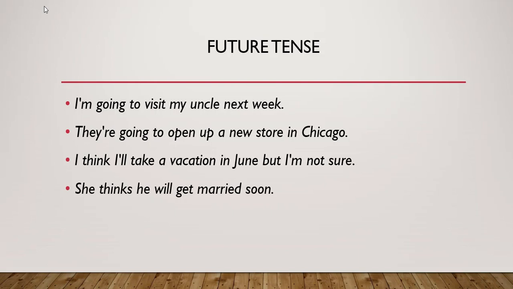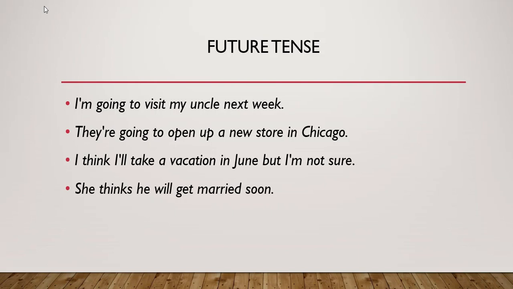They are going to open up a new store in Chicago. Again, going to is used as a future tense. Now, the third one: I think I'll take a vacation in June, but I'm not sure. So you can see will instead of going to. So telling us about the future.